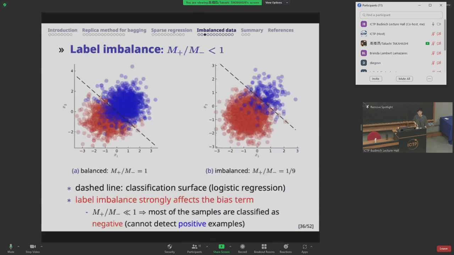In particular, we focus on the case of the imbalanced setting. The point is that the intercept of the classification plane, which is depicted by the black dashed line, is strongly affected by the imbalance. In the left case, the number of samples in each cluster is the same, so the intercept of the classification plane lies close to the origin. But in the right case, positive samples are very few compared to the negative samples, so the intercept of the classification plane is strongly biased towards the minority class.